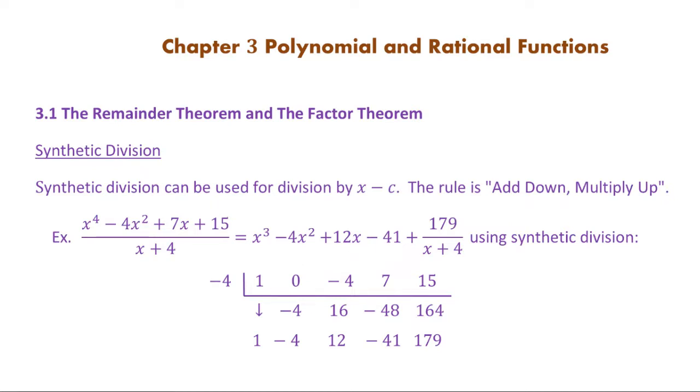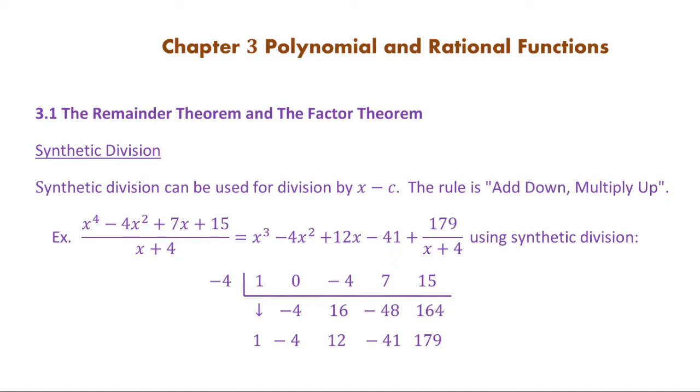Now you multiply negative 41 with negative 4 on the upper left. So you get the positive 164 and put it under 15. So multiply up, and then add 15 with 164 equals 179. So that's add down again. So then we get out, and you can write an answer using those numbers at the bottom row.